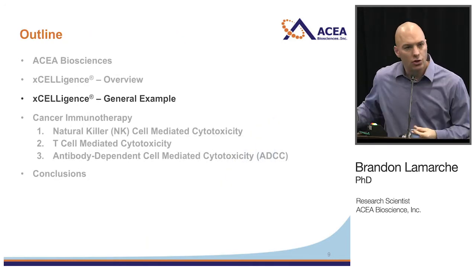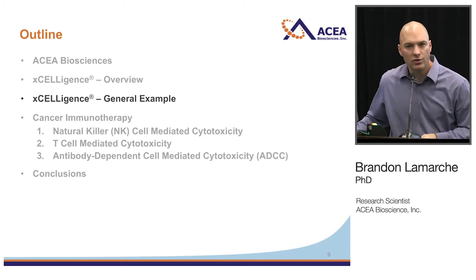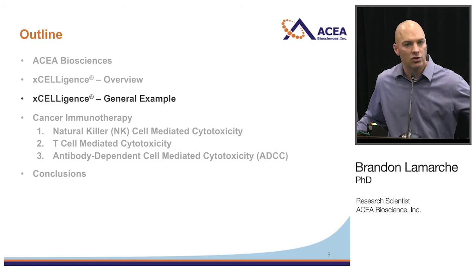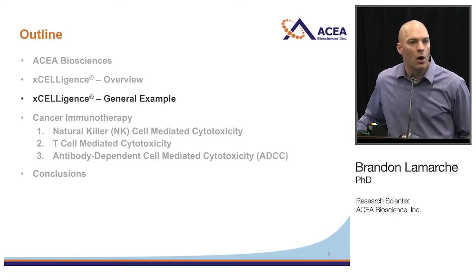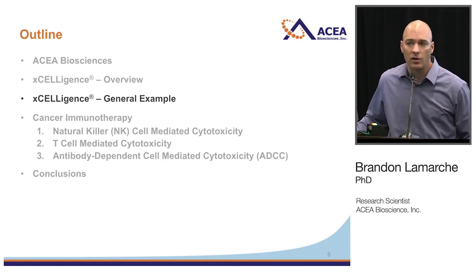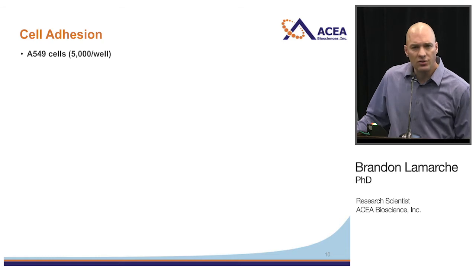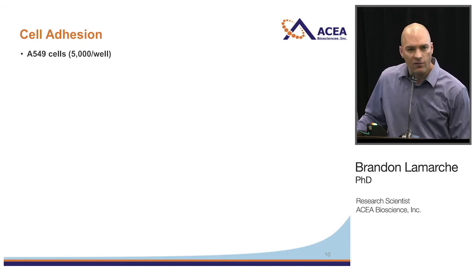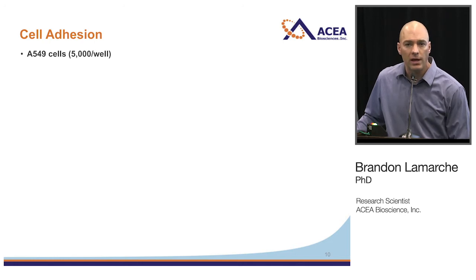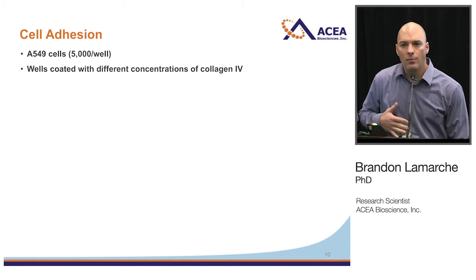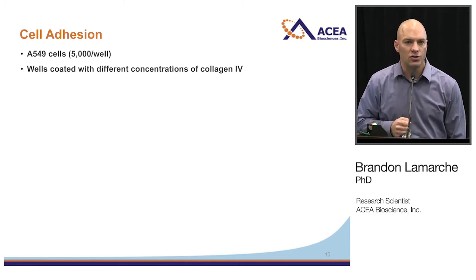What I'd like to do now is show you a very general example, and I'm choosing this example of cellular adhesion because I think it nicely demonstrates the correlation between the impedance signal that xCELLigence measures and actually what's going on with your cells as detected using an orthogonal technique like microscopy. This is a very simple experiment. We've added the lung cancer cell line A549 cells to the wells of the plate, 5,000 cells per well. The only difference is that the wells have been coated with different concentrations of collagen.